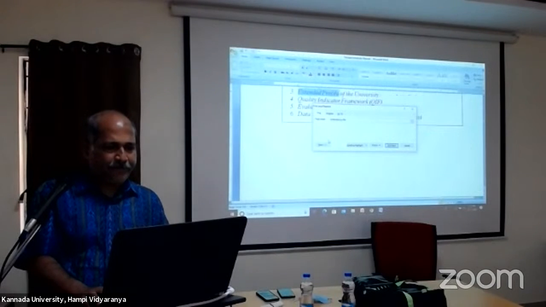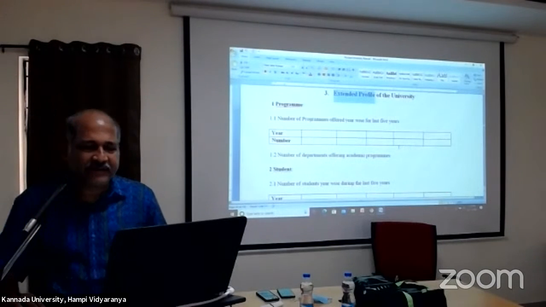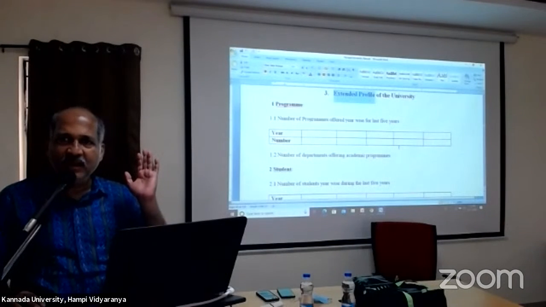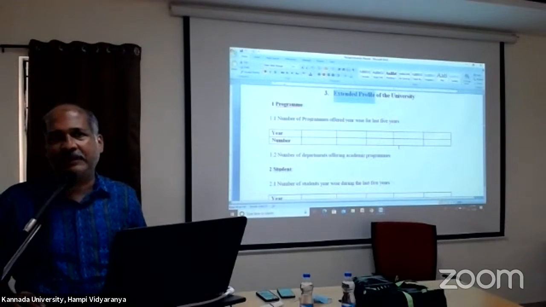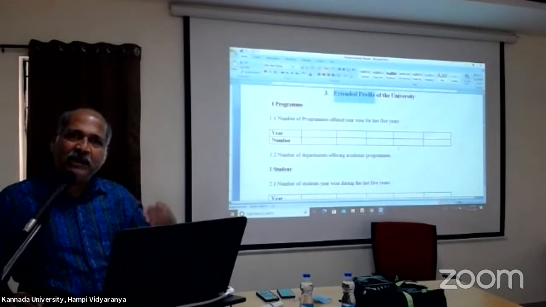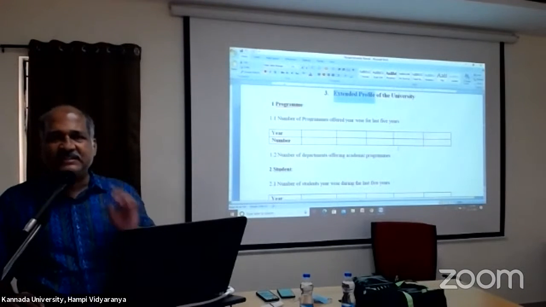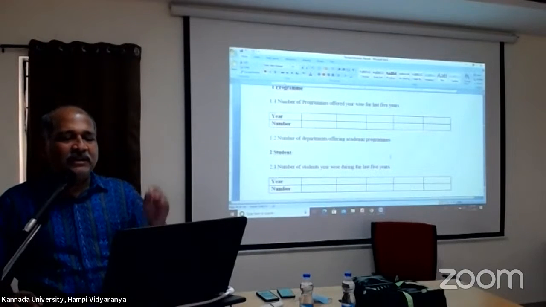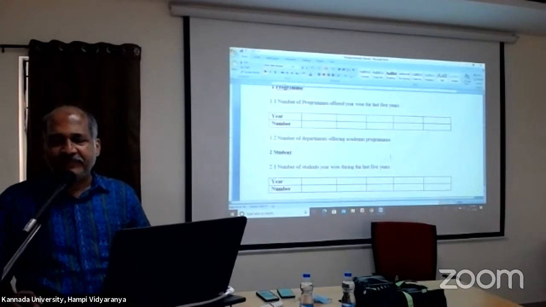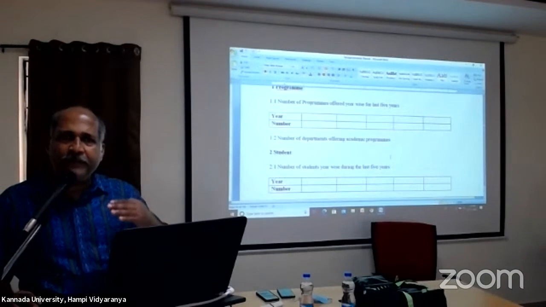Okay. Look at this. See, in the extended profile, here we are collecting the number of programs offered year-wise for the last 5 years, right? How many programs you are offering in the last 5 years? This is because in some places we want, as a denominator, the total number of programs offered by the institute. So this is one extended profile. Next is the number of departments offering academic programs. How many departments you have? In some of the metrics, the total number of departments will go as a denominator.